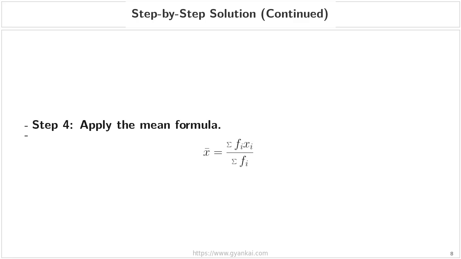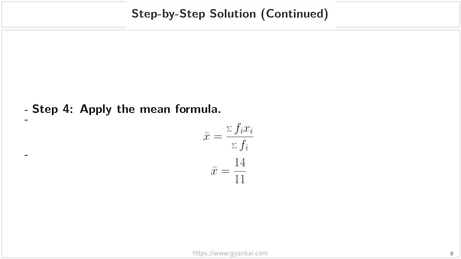Step-by-step solution, continued. Now that we have calculated our two essential sums from the previous slides, we move on to the final step of our calculation. Step 4 is where we apply the mean formula that we discussed earlier in the lesson. So the formula shows x bar equals the sum of f sub i times x sub i, all divided by the sum of f sub i. We take the sum of our products, which we found in the last slide to be 14, and divide it by the total frequency, which we calculated to be 11.